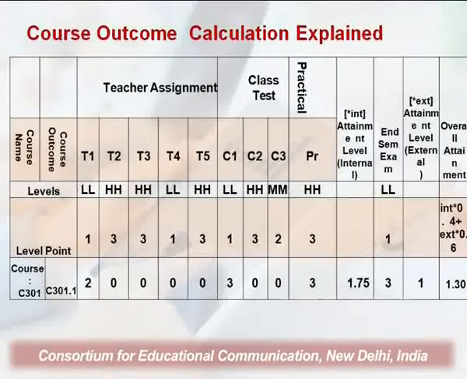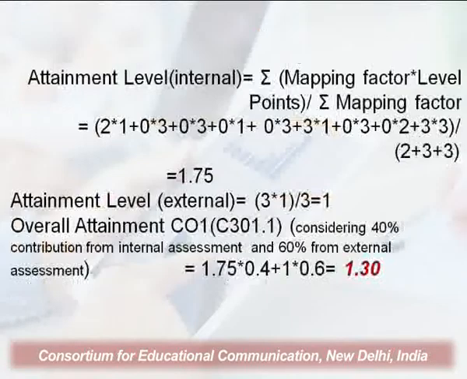Now, these are the course outcome calculations, which are explained. The first is your course name, then the course outcomes, then the teacher assessment, the class test, the practical exams, then the attainment level, the end semester level, the attainment at the level of the external, and the overall assessment. The levels are 1, 3, 3, 1, 3, 1, 2, 3, 2, 3, 1. So overall, the calculation for internal and external in totality, we call it the overall attainment, is 1.30.